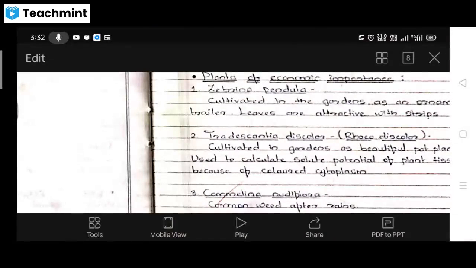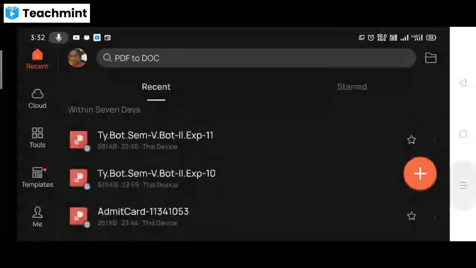So here it is a member of the monocot. There is also one more family, Poaceae, that we will discuss in the next lectures. So for today we have discussed three families.